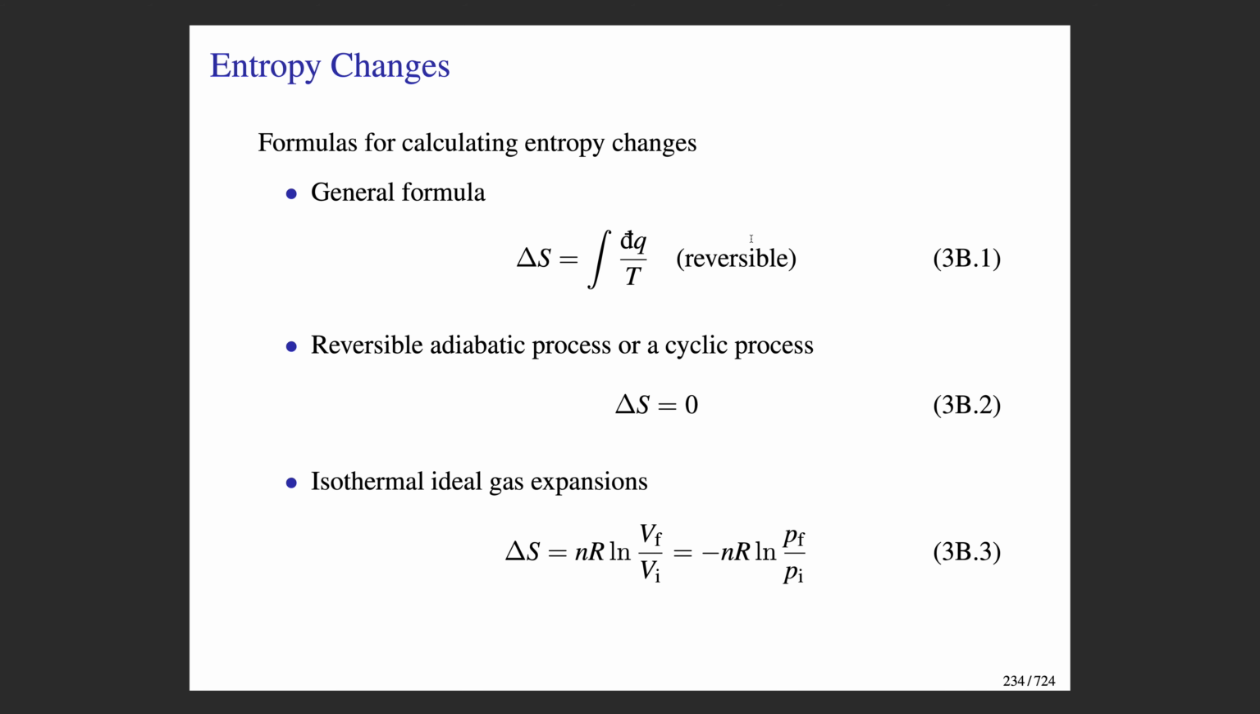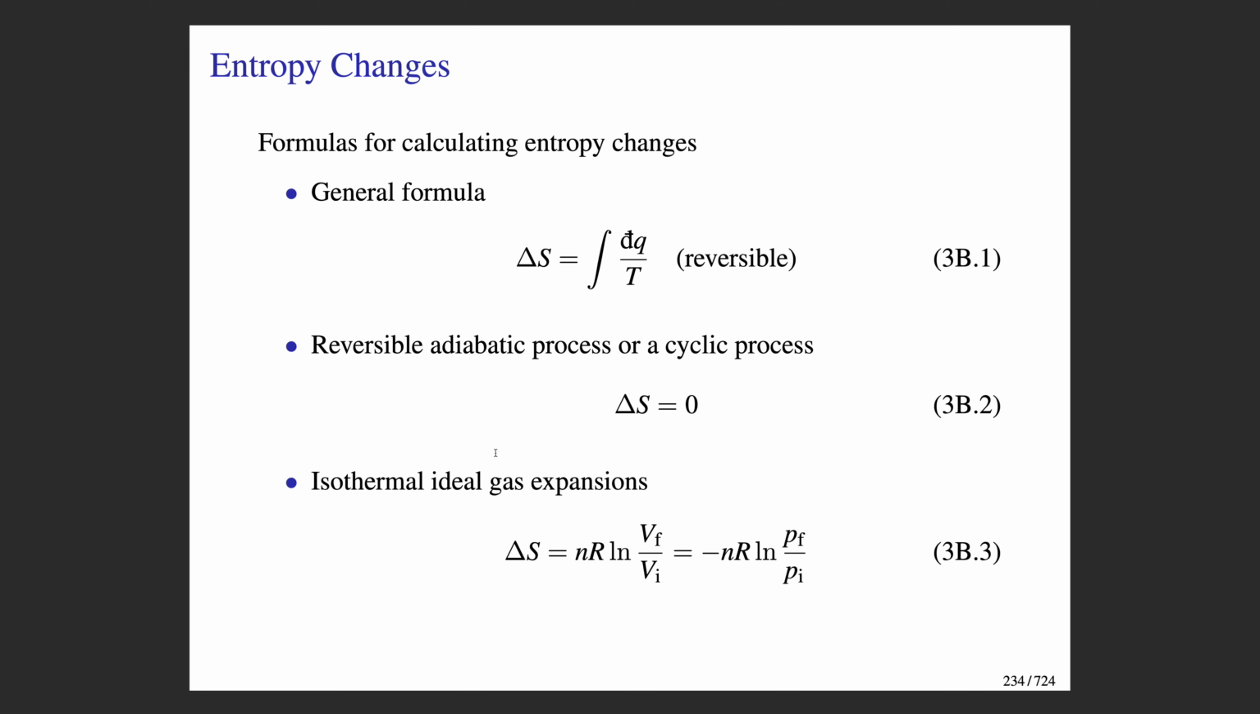For the system you need to consider an equivalent reversible process, and then you would integrate the infinitesimal heat divided by the temperature. If you are considering an adiabatic reversible path, the entropy change is zero because the heat is zero. Or if you're considering a cyclic process, that is, the initial state is the same as the final state, because the entropy is a state function, the change in the entropy is equal to zero. We looked at that in the last video.